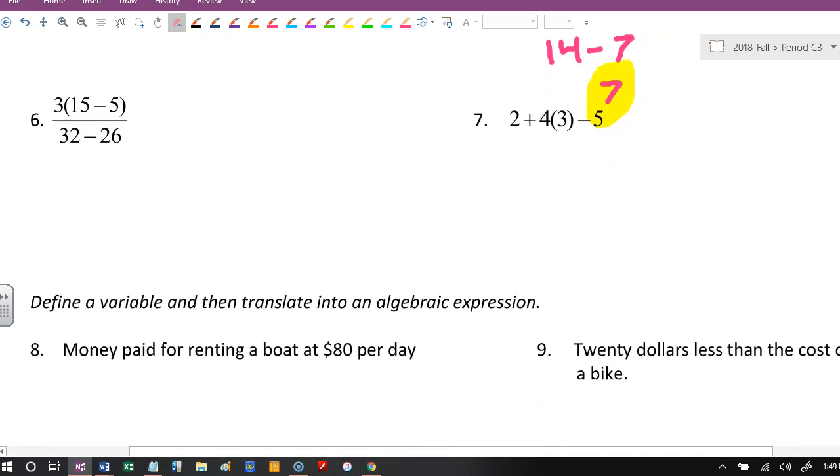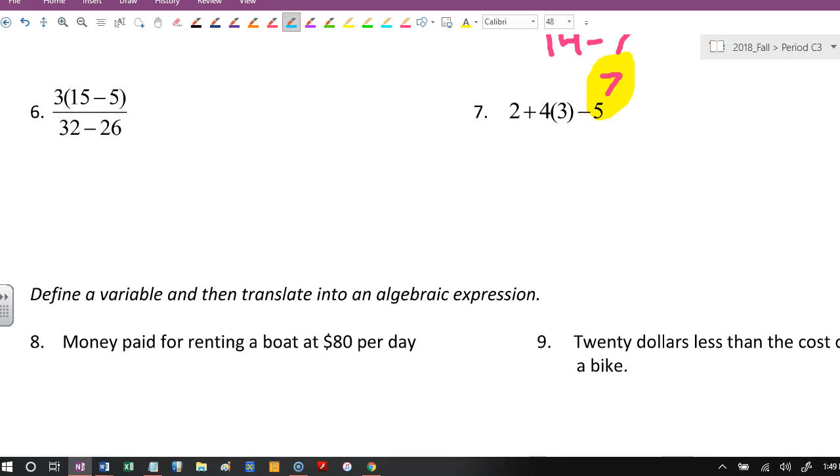The question I had was number 6: 3 times the quantity 15 minus 5, all over 32 minus 26. What do we do first? Parentheses. Correct. So 15 minus 5 is 10. Then you multiply that by 3, which equals 30. Then 32 minus 26 equals 6. Which evaluated equals 5. Do we agree? Yeah. Excellent job, Miss Pineapple!